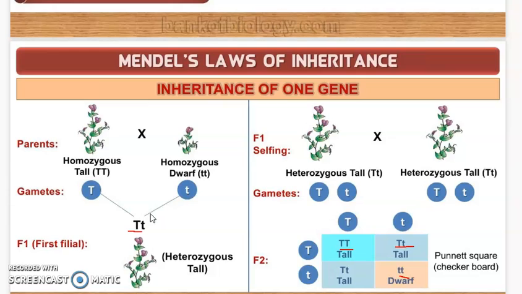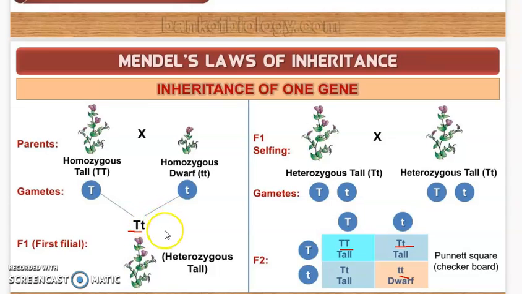Mendel found the phenotype of the F1 heterozygote capital T small t to be exactly like capital T capital T. So in the F1 generation, he got the genotype capital T small t, but it had the characteristic of the parent capital T. It means it was exactly like the homozygous capital T. What does that mean? They were tall. Okay, so he found that the phenotype of the F1 heterozygote, which has different alleles of the same gene, was tall.